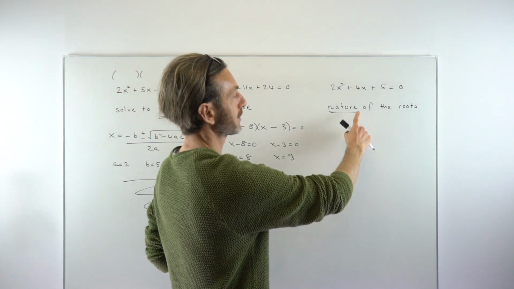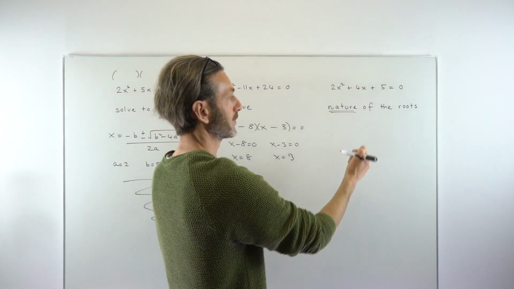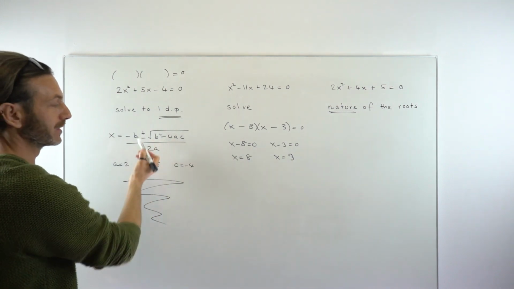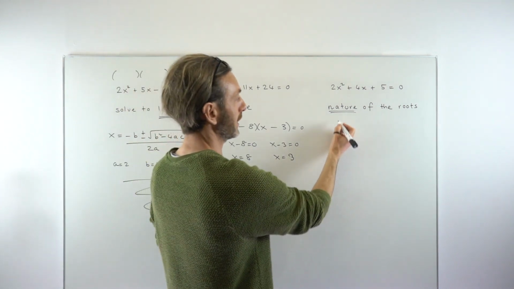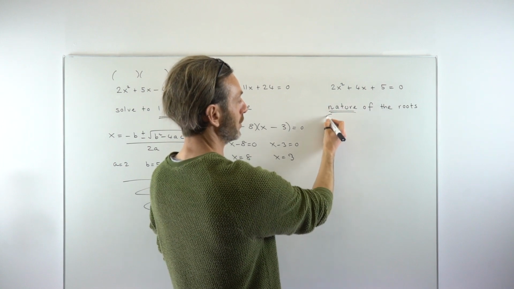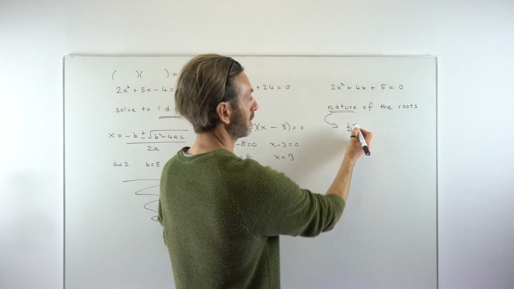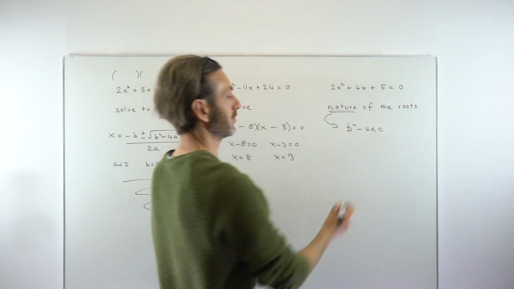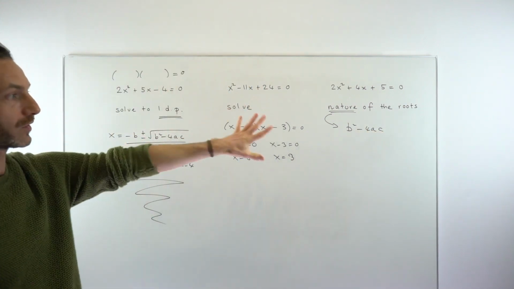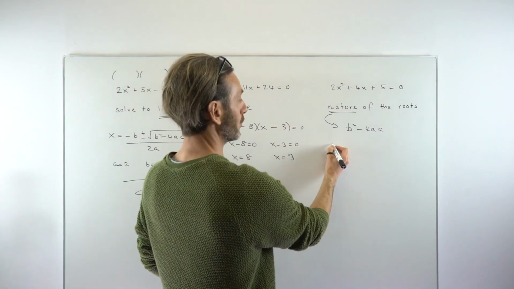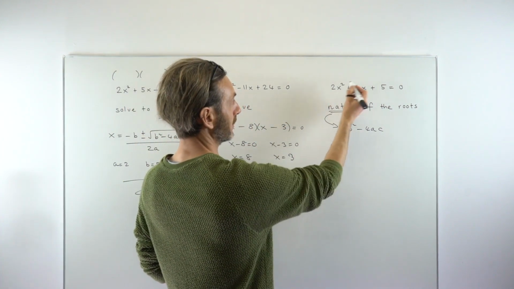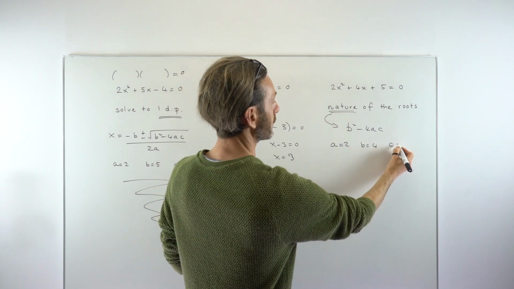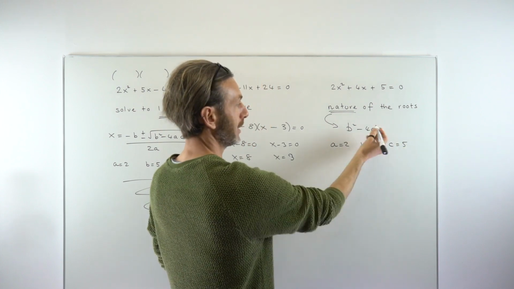In the third case, we're looking for the nature of the roots. Remember, that is related to the quadratic formula, but just this part, the discriminant, b squared minus 4ac. As soon as you see nature, you've got to associate that with b squared minus 4ac. Remember, you don't need to include the square root, just the bit under the root. So again, you identify your a, b, and c values. a is 2, b is 4, c is 5. Plug those into the formula.